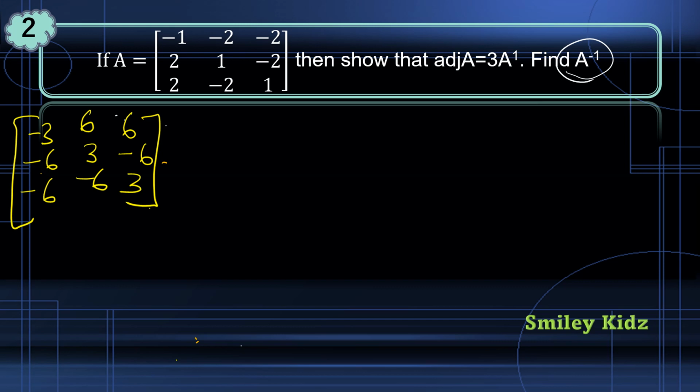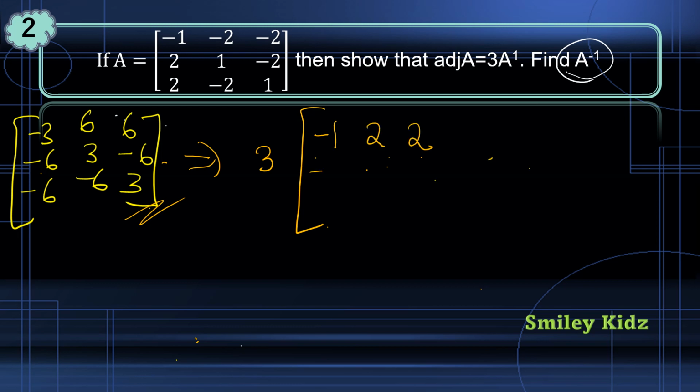Now let me not be very complex with this data right over here. It eats up all of your time. Now let me take out minus 3. Let me take out 3 common. In the brackets I'll have minus 1, 2, 2, minus 2, 1, minus 2, isn't it? And then you have minus 2, minus 2, and 1. Just to simplify my calculation, nothing much.